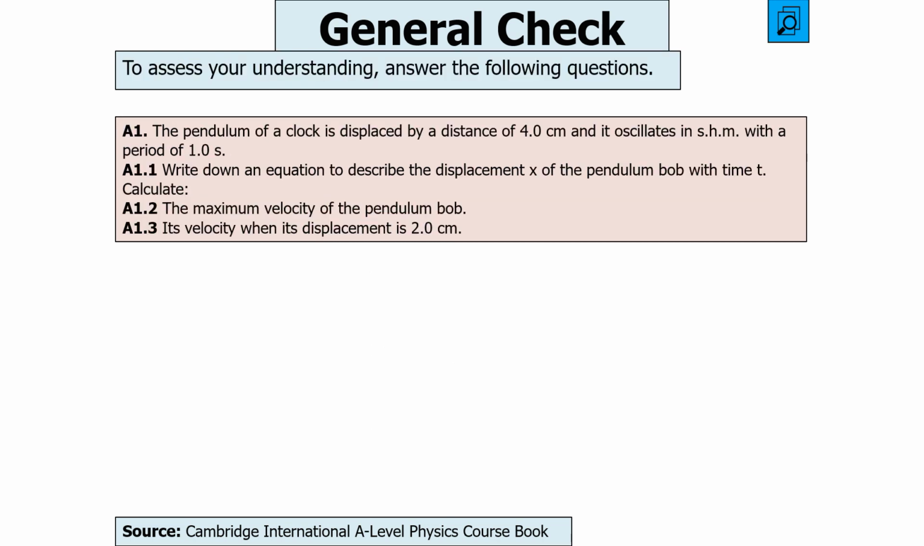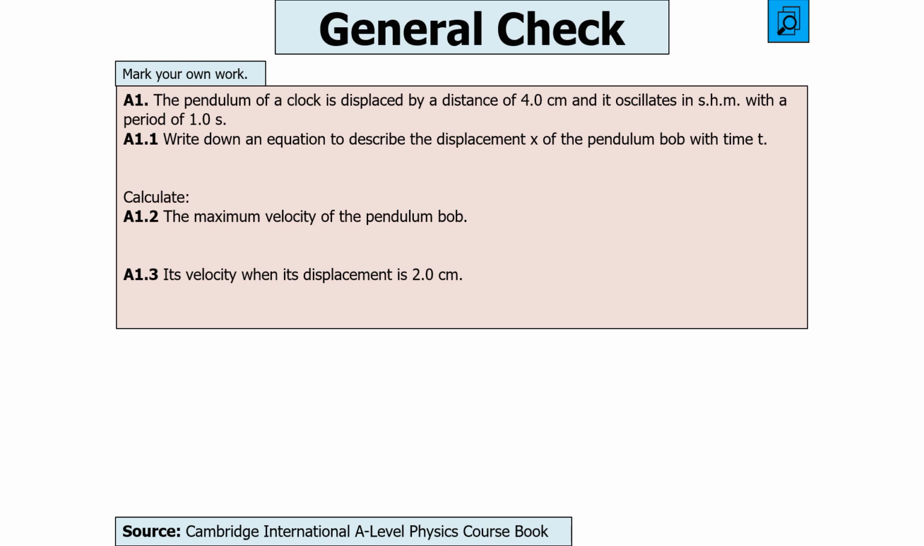The next question says the pendulum of a clock is displaced by 4 centimeters and it oscillates in simple harmonic motion with a period of 1 second. Firstly, write down an equation to describe the displacement of the pendulum bob with time, then calculate the maximum velocity of the pendulum bob and then its velocity when its displacement is 2 centimeters. So pause the video now, then unpause the video when you want to go through your answer.